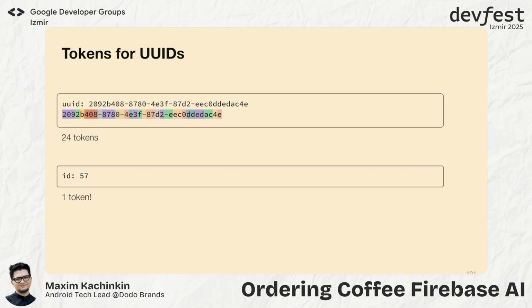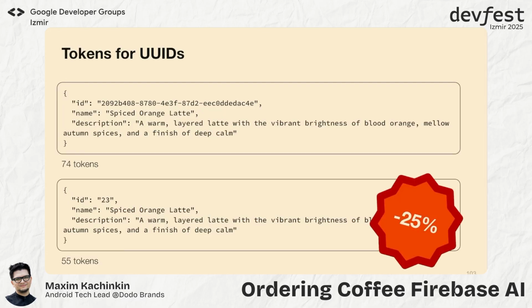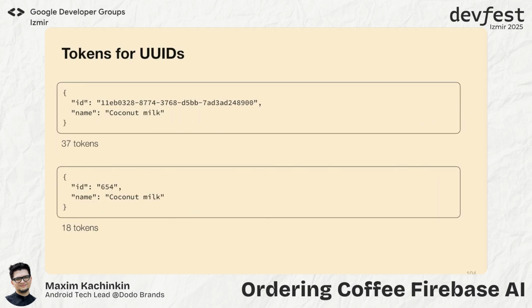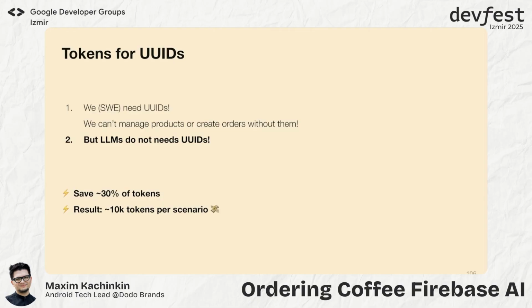And, well, hey, show me the real example. This is our real example, right? This is a real object we have a lot in our context. We're saving 25% if we replace all the UIDs. Or in another real project, with a real object, we're saving 51% of the tokens, right? So after we replace all the UIDs with just integers, we save more than 30% of tokens, and the result is about 10K of tokens, because we software engineers need UIDs.